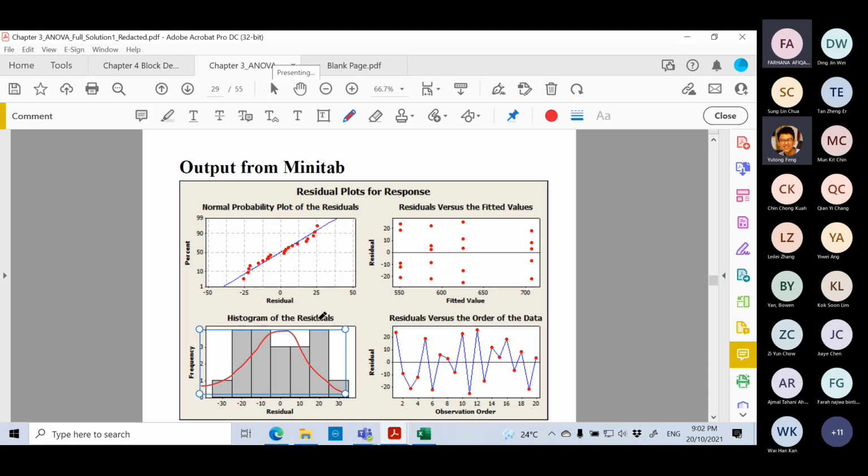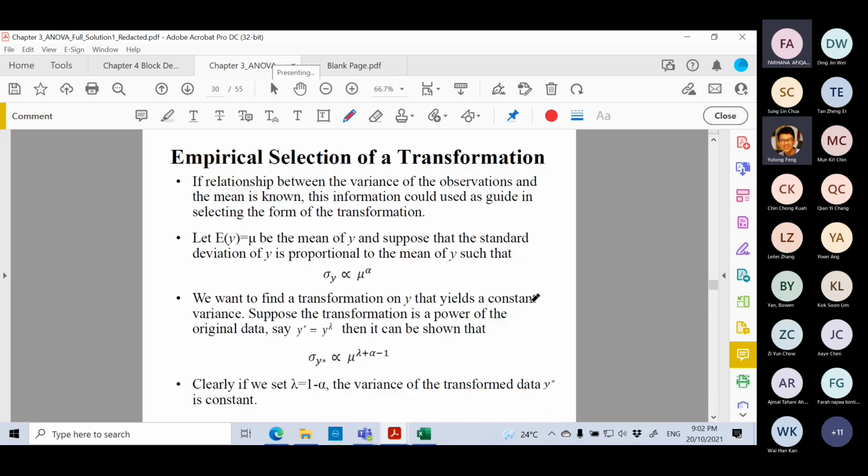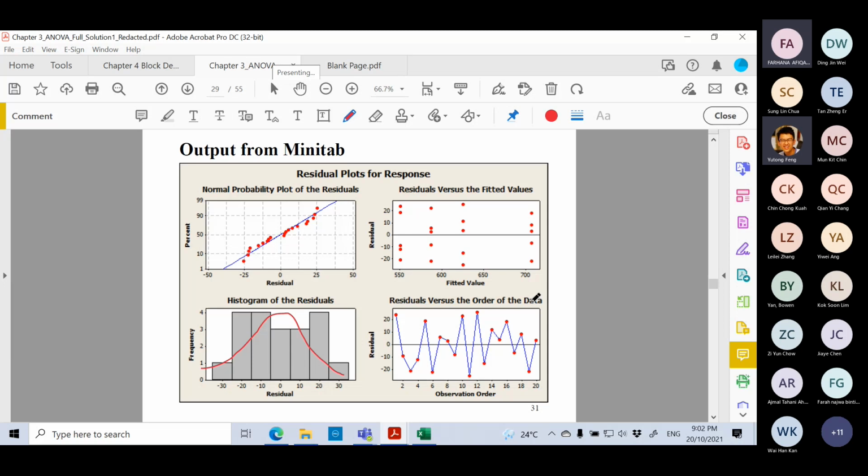If the assumption is correct. Okay, this is what I wanted to discuss, up to page number 31. We still have some more to go. I think that's all for today. Do any of you have a question?